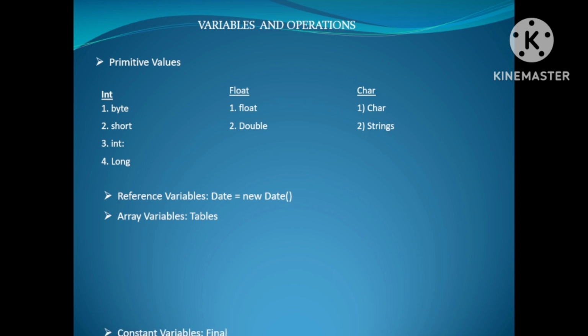The next one are constant variables. Constant variables are variables whose value cannot be changed once they have been defined. An example is final.